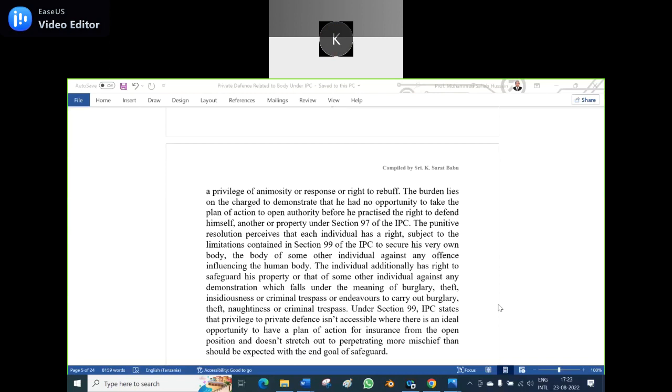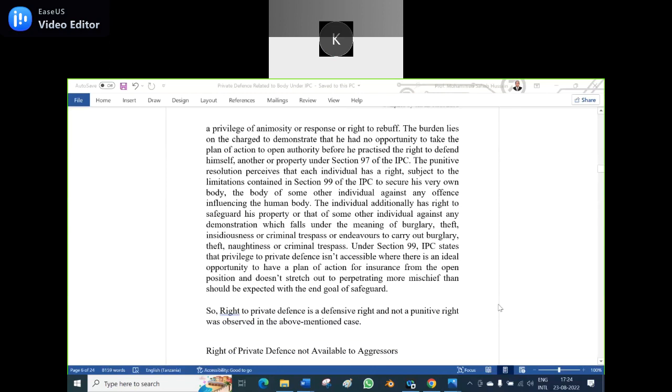The penal provision perceives that each individual has a right, subject to the limitation contained in section 99 of the IPC, to secure his very own body, the body of some other individual against any offense influencing the human body. The individual additionally has the right to safeguard the property of that of some other individual against an act which falls under the meaning of burglary, theft, mischief, or criminal trespass, or attempts to commit burglary, theft, mischief, or criminal trespass.